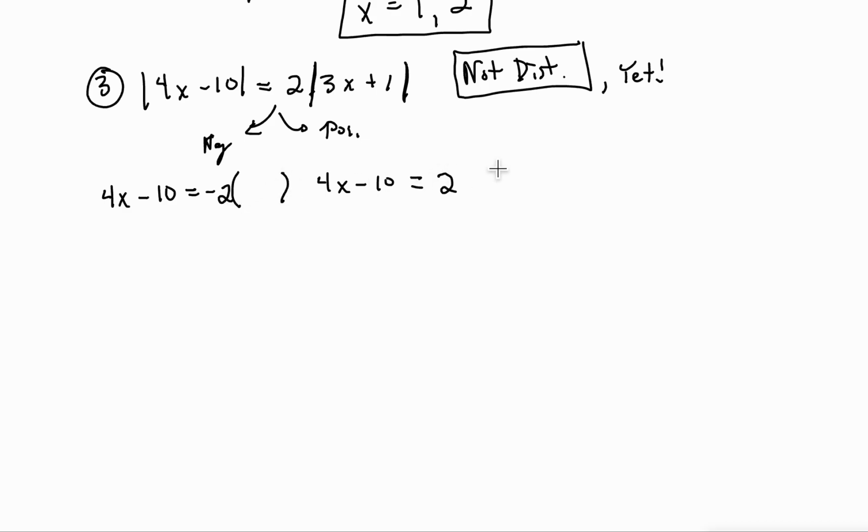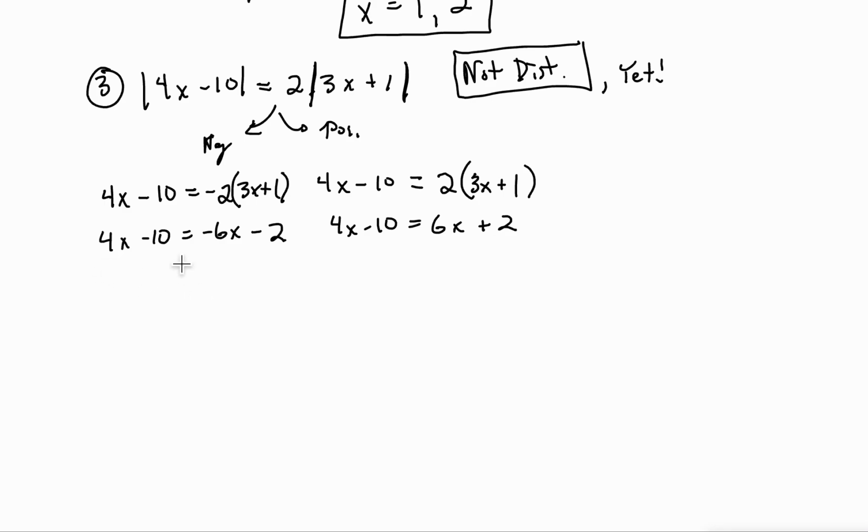Now, when we take that negative and a positive, it undoes that absolute value and makes it a grouping symbol. So now we can distribute that negative 2 on the left and the positive 2 on the right. So 4x minus 10 equals negative 6x minus 2. Careful of that. 4x minus 10 equals 6x plus 2. So we're going to get our x's together. I'll make plus 6x. So 10x minus 10 equals negative 2.